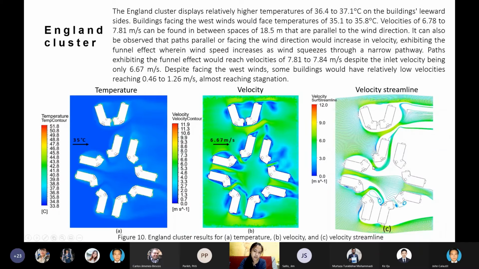Paths exhibiting the funnel effect would reach around 7.84 meters per second, which is a lot higher than the inlet velocity, which is 6.67 meters per second. Because of the unique arrangement of the Ingun cluster, it has induced the funnel effect, which results in higher wind velocities occurring in the area.